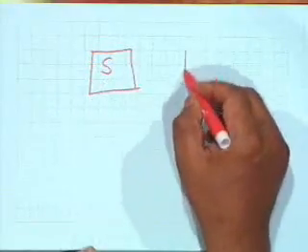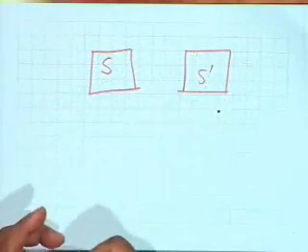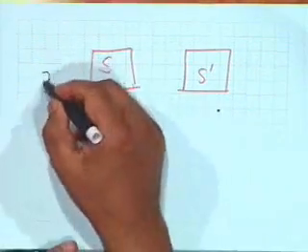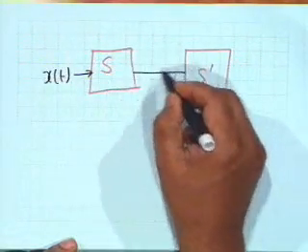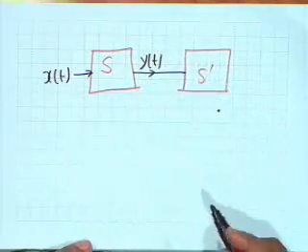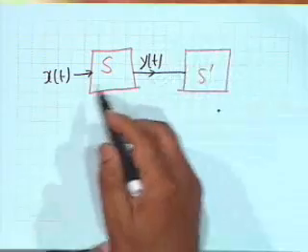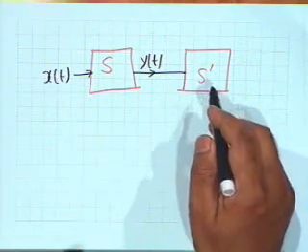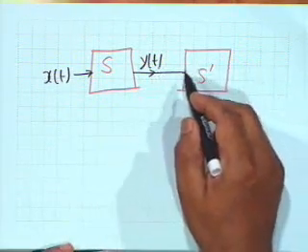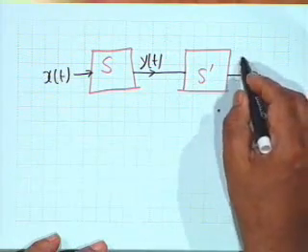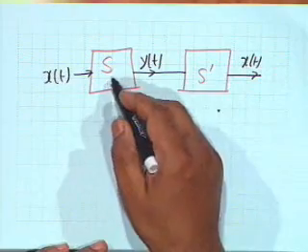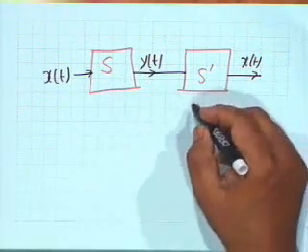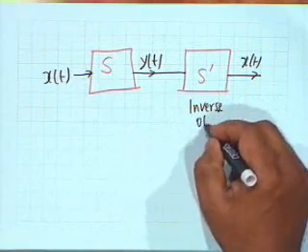To generalize this example, a system S produces from x of t a y of t. The two systems are in, what is the kind of connection? Cascade. X of t produces an output y of t, and if there exists a system S prime such that when fed with y of t it produces an x of t, then S is said to be an invertible system, and S prime is known as the inverse of S.